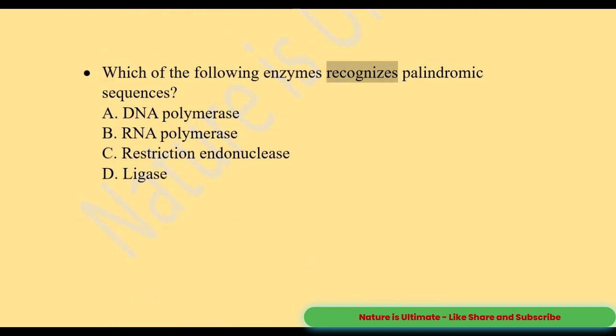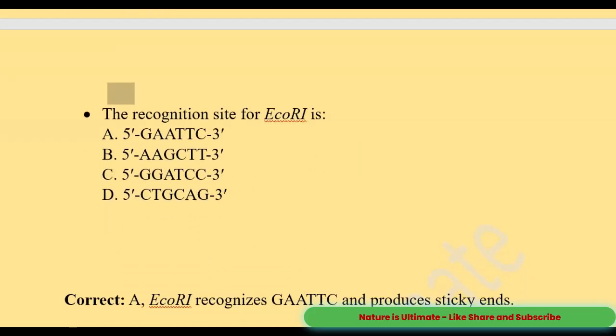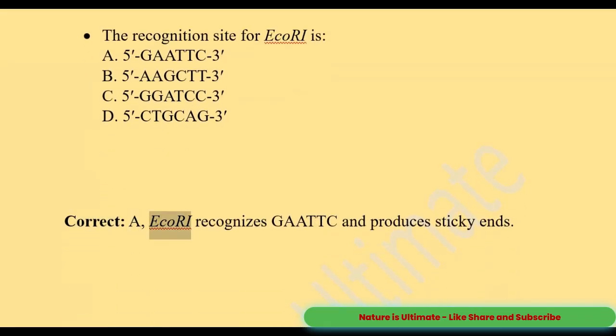Which of the following enzymes recognizes palindromic sequences? A. DNA polymerase. B. RNA polymerase. C. Restriction endonuclease. D. Ligase. Correct: C. Restriction enzymes recognize and bind to palindromic sequences in DNA. The recognition site for EcoRI is: A. 5'-GAATTC-3'. B. 5'-IJ-3'. C. 5'-GAP-3'. D. 5'-TAG-3'. Correct: A. EcoRI recognizes GAATTC and produces sticky ends.